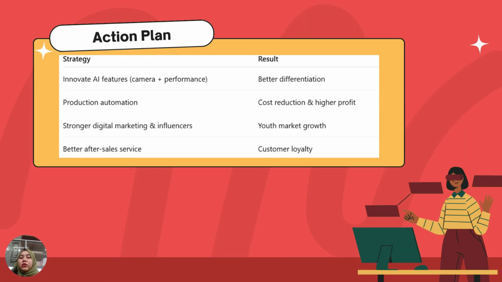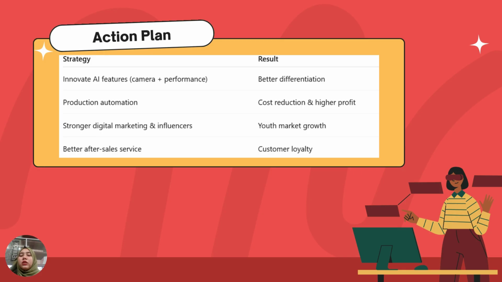Finally, based on the threats and forces, there is an action plan. Practical strategies with their expected results. First, by innovating AI features, especially for the camera and platforms, we can achieve better differentiation and stand out from competitors. Second, automated production helps reduce cost and increase profits, which tackles the price pressure issues.